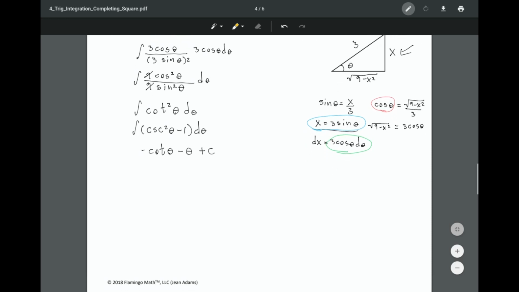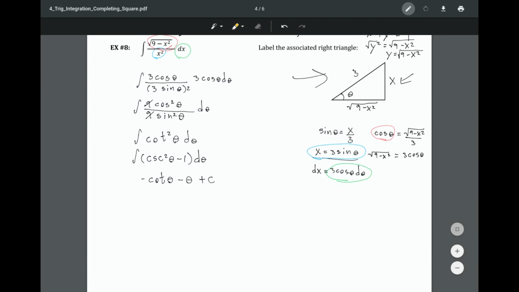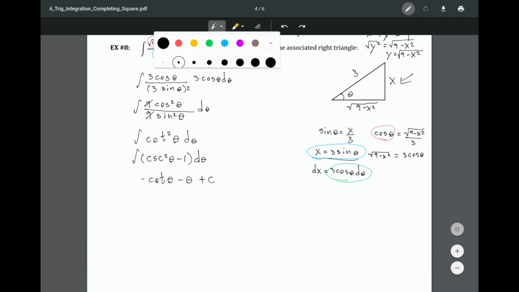All right, so finally what I have to do is use the same triangle, this triangle right there. We have to use that same triangle to substitute for the cotangent of theta and also theta. Let me use a different color here. Let me use purple for fun.